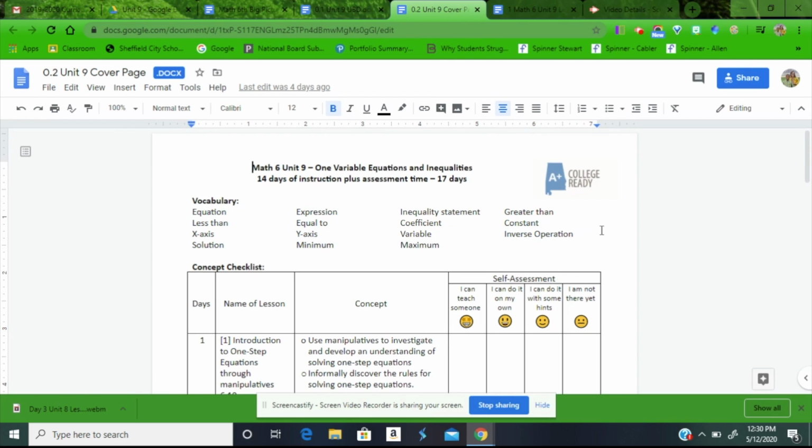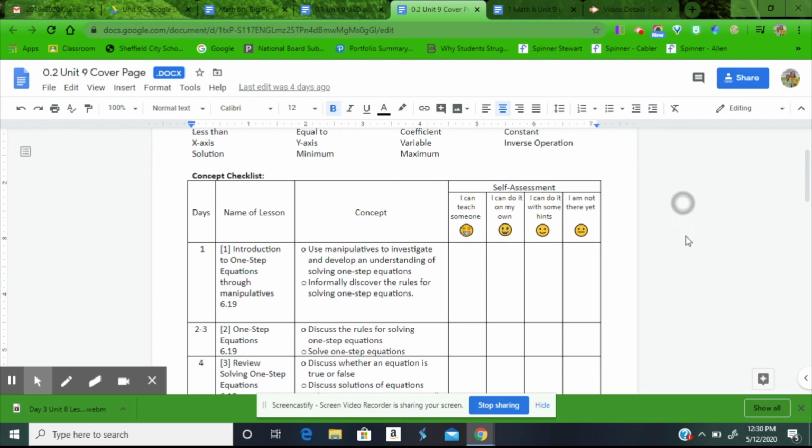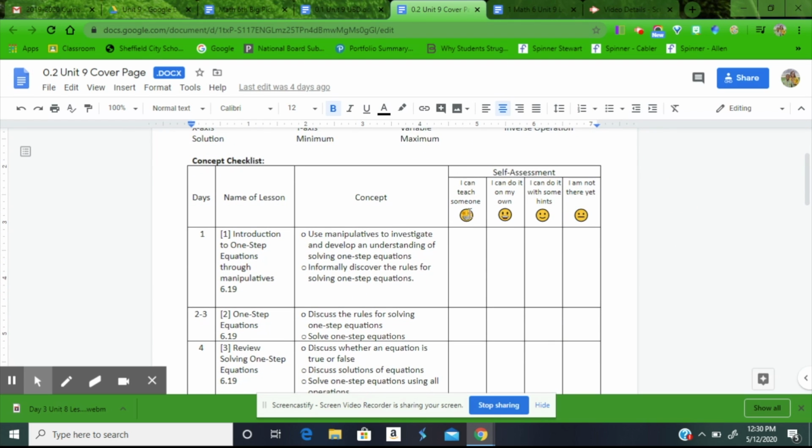Looking now at our cover page or our simplified scale, you'll see this is Math 6, Unit 9, one variable equations and inequalities. It's 14 days of instruction plus assessment time for a total of 17 days. Here you have the vocabulary, and this is a lot of new vocabulary for students, so make sure that they're seeing this a lot throughout the unit. Then we move down to our concept checklist. We have our self-assessments: your 4s, who can teach someone, your 3s who can do it on their own, your 2s who still need a little bit of assistance, and your 1s that are just not there yet.